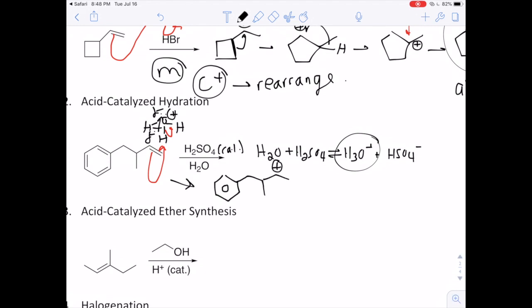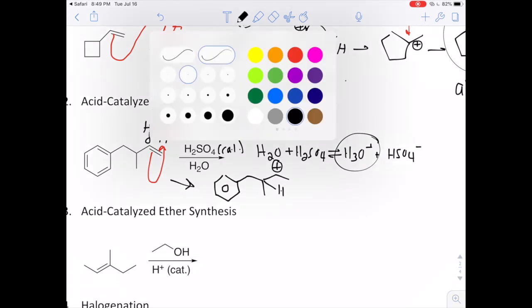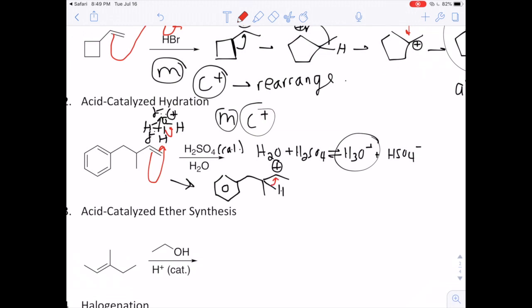So we're going to generate a secondary carbocation. So this, again, follows Markovnikov's rule, and we're going through a carbocation intermediate. So once we form that secondary carbocation, you always have to think to yourself, are there any other rearrangements possible to make it more stable? Well, yeah, there's a hydrogen right here that I can move over to get a tertiary carbocation.